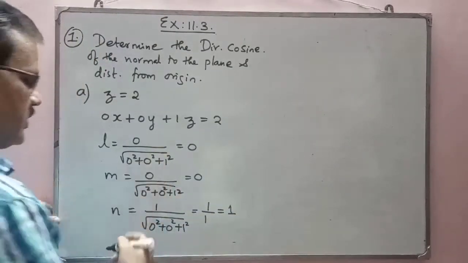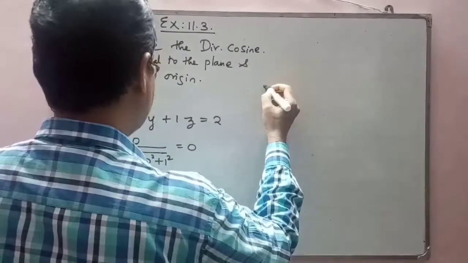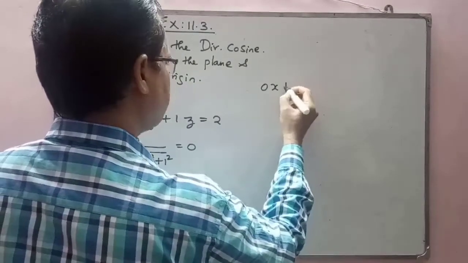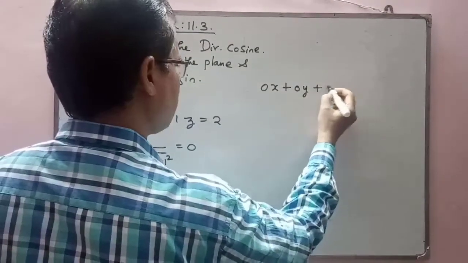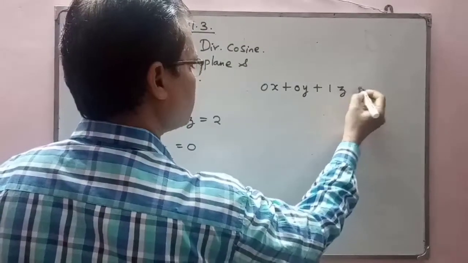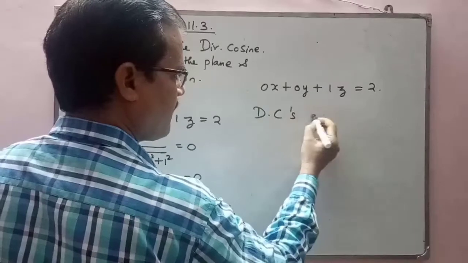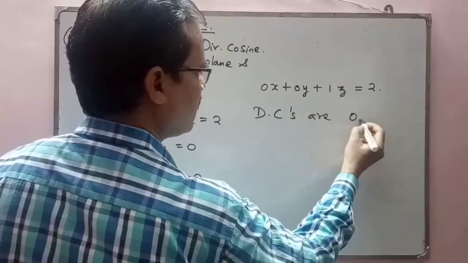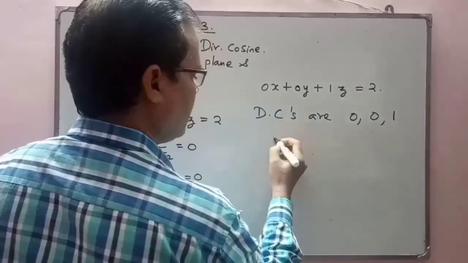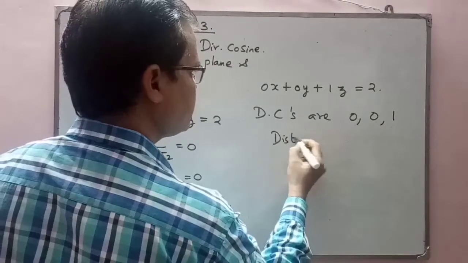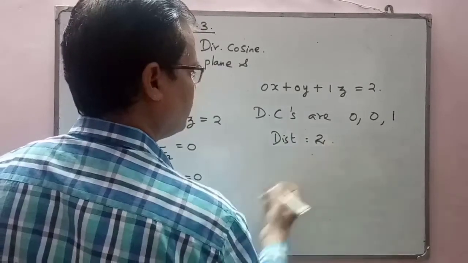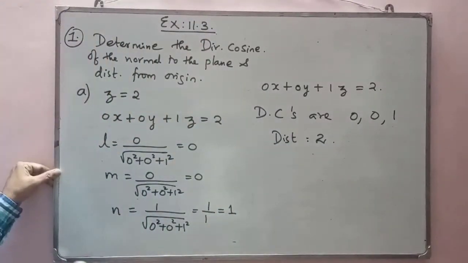So we have the expression 0x plus 0y plus 1z equals 2 by 1, which is just 2. So the direction cosines are 0, 0, 1, and the distance from the origin is 2. This completes the solution, children.